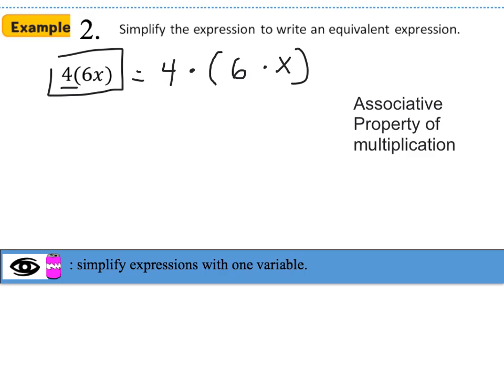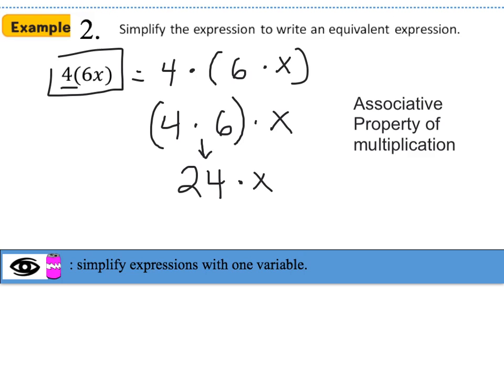So now, using the associative property of multiplication, we can do this. We can have the same exact numbers, 4 times 6 times x, and I can group these two together. That's using the associative property of multiplication. Now we can combine like terms. 4 times 6 is 24. And then we can drop down the times x. Now we don't necessarily need that dot to represent times or multiplication, so we can just write it as this: 24x. So this is our answer.